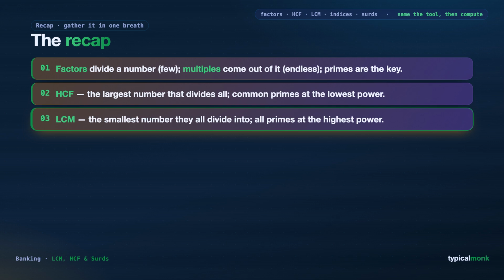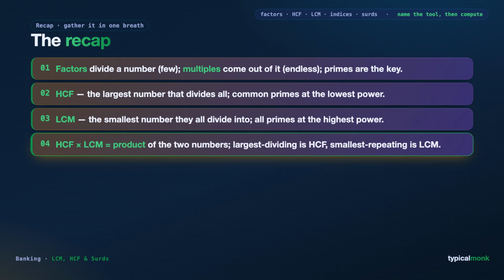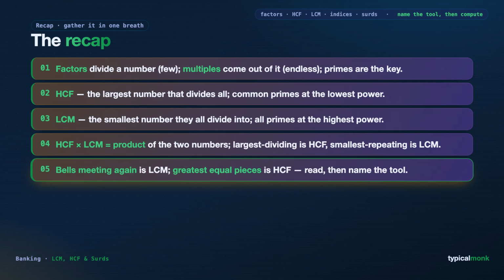LCM is the smallest number they all divide into evenly. Take all primes at the highest power. HCF times LCM equals the product of the two numbers, and choose HCF for the largest dividing, LCM for the smallest repeating. Bells and lights meeting again are LCM. Cutting into greatest equal pieces is HCF.